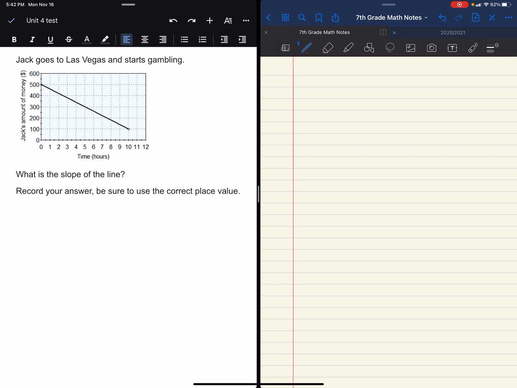In any case, let's jump into this. Jack goes to Las Vegas and starts gambling. It looks like a downward line because right now I'm just reading the graph, right? So my question is asking me, what is the slope of the line?